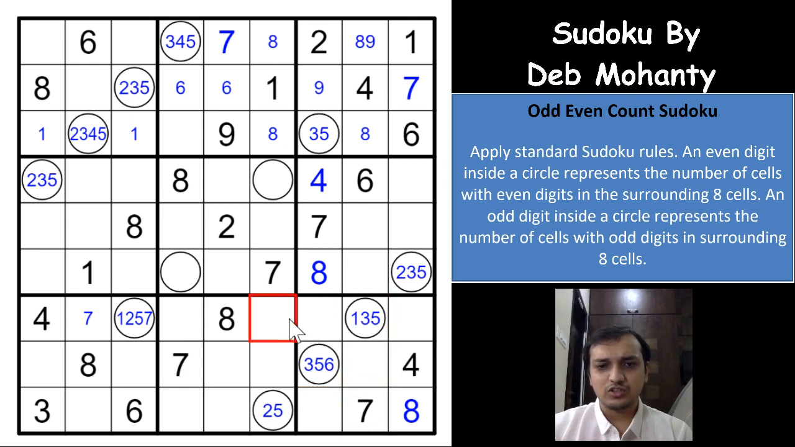So surrounding the 8 cell, if there is a circle cell, that is still counted for this circle cell, right? So if you have a 1 here, then you will have 2 odd digits. You already have 2 odd digits here. This is also an odd digit, so 1 is not possible.